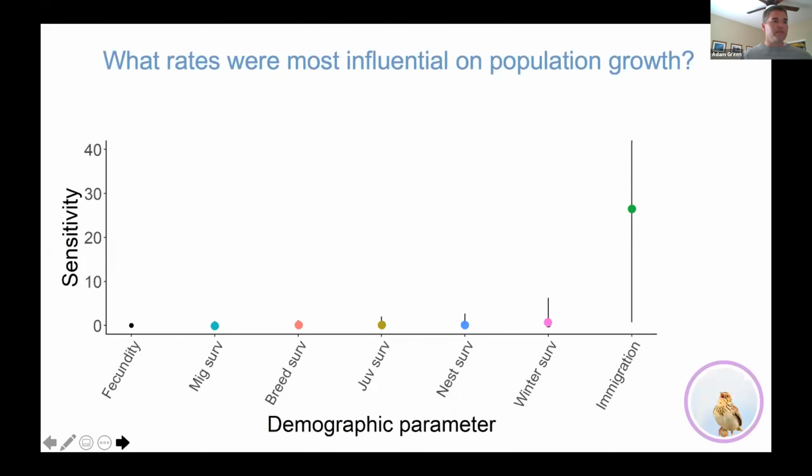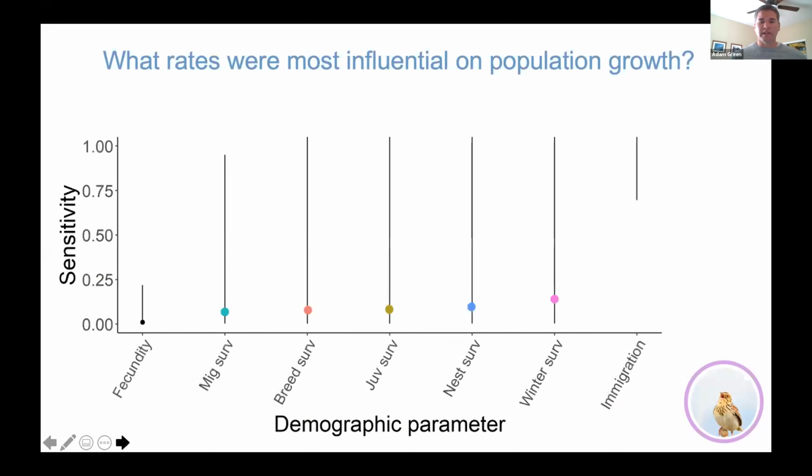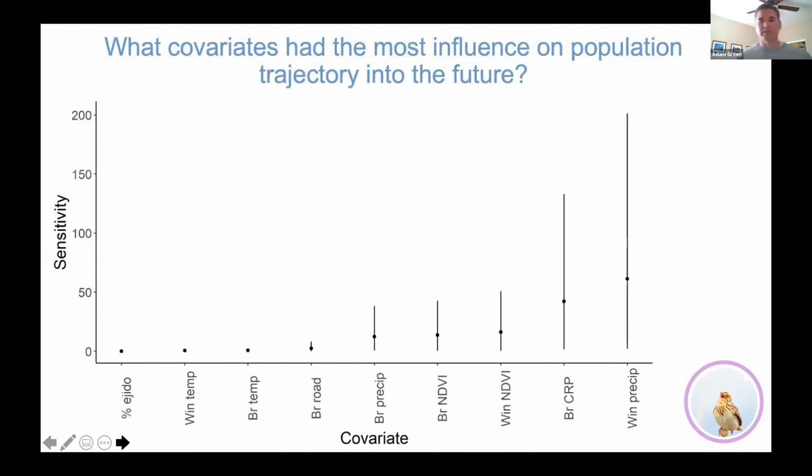And so this slide shows some of the results of the sensitivity analysis. So sensitivity is on the y-axis, and that is the difference in the population growth per unit change of each of those demographic rates. On the x-axis, we have each of the demographic parameters. And you can see that changing immigration has the largest influence on population growth. And then we can zoom in, and that's followed by winter survival, nest survival, juvenile survival, breeding survival, and apparent migration survival, and then finally fecundity. So those other ones are fairly similar.